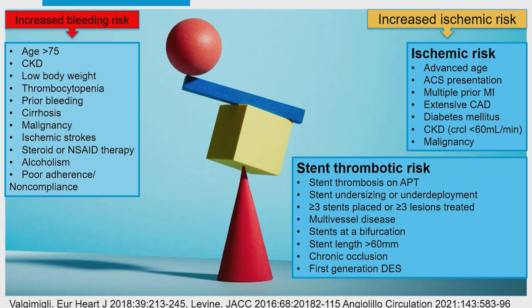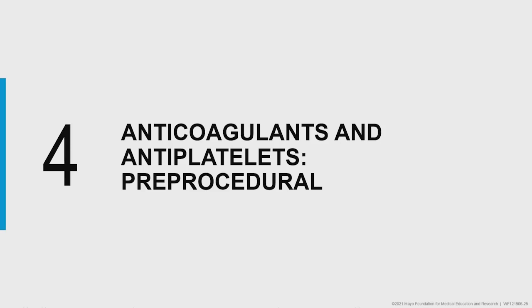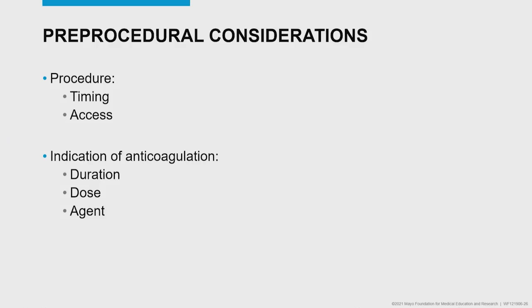So there's a group of patients that we all know, who have a very high risk of developing both thrombotic and bleeding complications, and we need to be very mindful of that. Now we're going to focus on the use of both antiplatelets and anticoagulants, starting with pre-procedural. Before the procedure, we have to take into consideration the timing, how soon we need to take the patient to the cath lab, and also what our options are in terms of access.